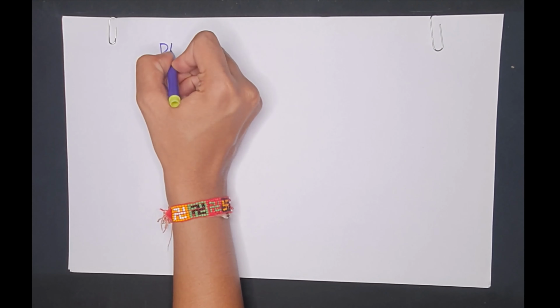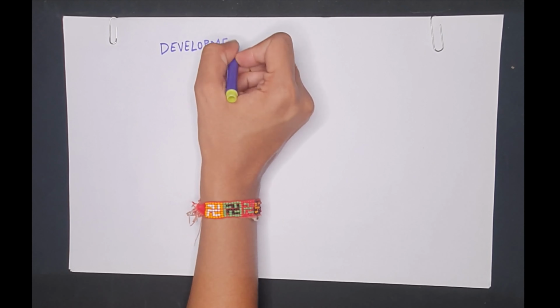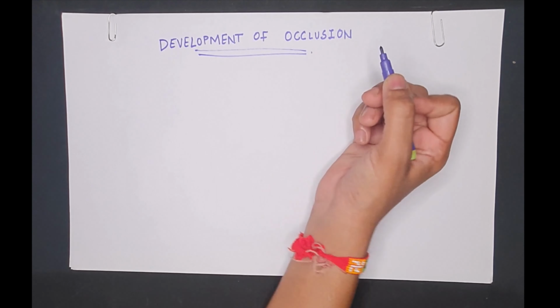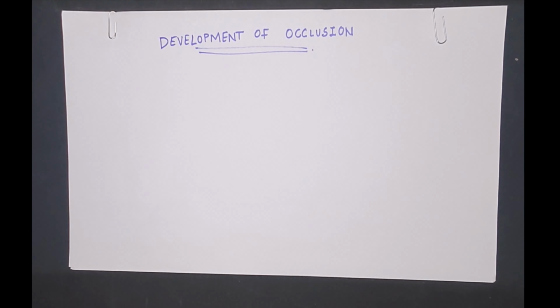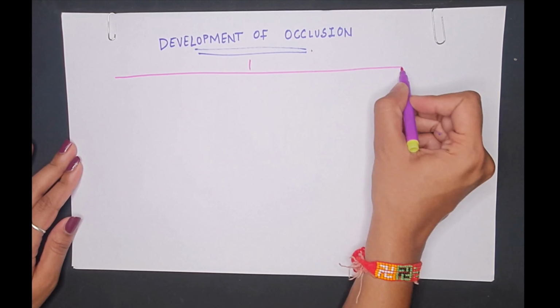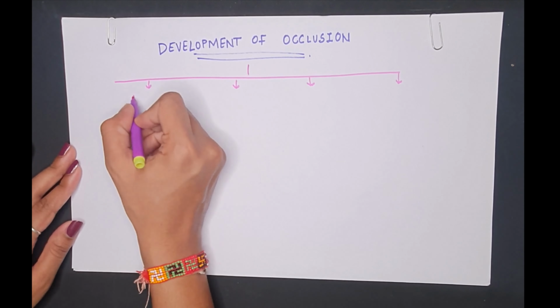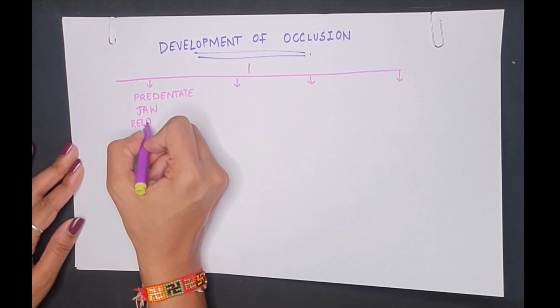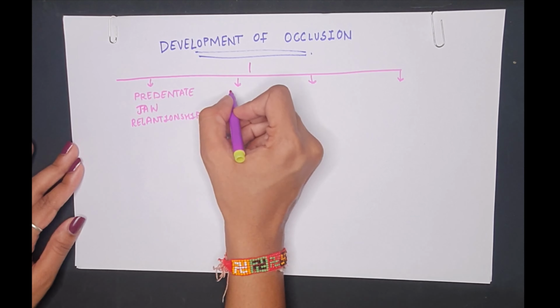Today we are going to discuss development of occlusion. Development of occlusion is a genetically and environmentally conditioned process which shows a great deal of individual variation. The term occlusion is derived from the Latin word occlusio, defined as the relationship between all the components of the masticatory system in normal function, dysfunction, and parafunction.